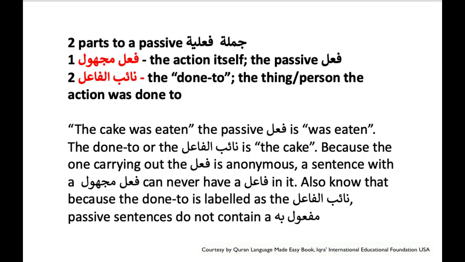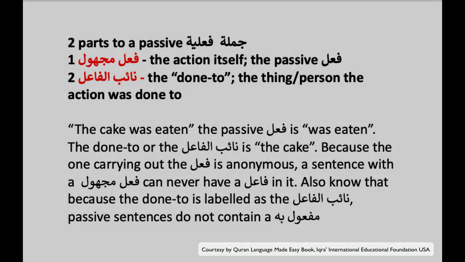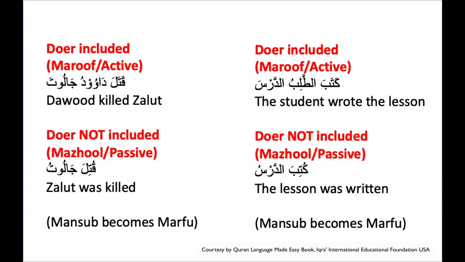There are two core parts to a passive jumlatul fi'liya, and they are fi'l majhul and na'ibul fa'il. Fi'l majhul means the action itself without the doer. Na'ibul fa'il is someone or something to which it has been done. Please note, because the one carrying the fi'l is anonymous, a sentence with a fi'l majhul can never have a fa'il in it. Also remember that because the done to is labeled as na'ibul fa'il, passive sentences do not contain a maf'ul bihi. I shall give you some examples of maruf or majhul forms.